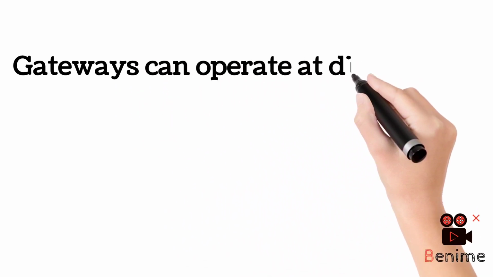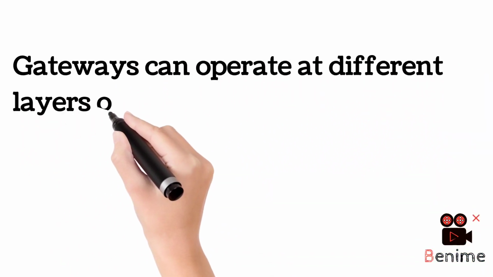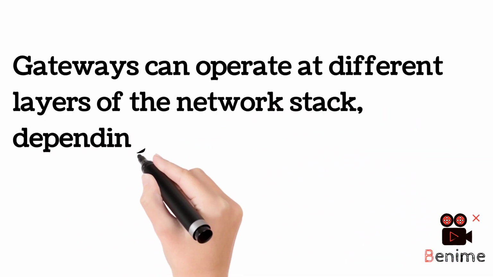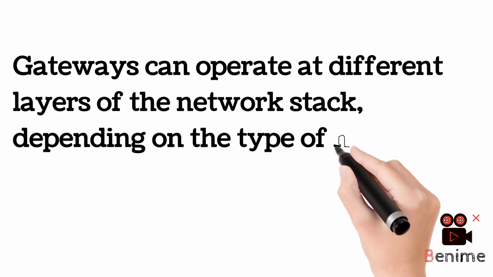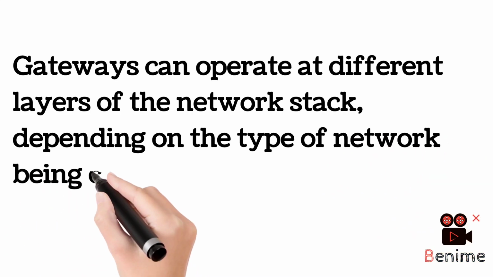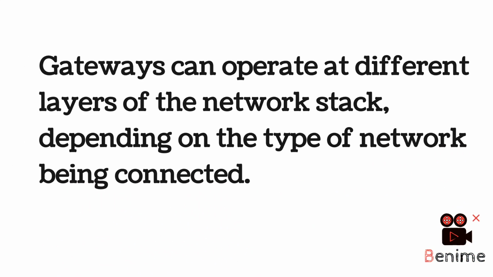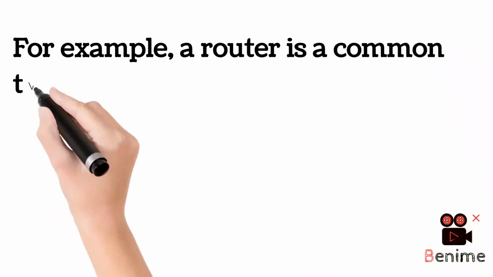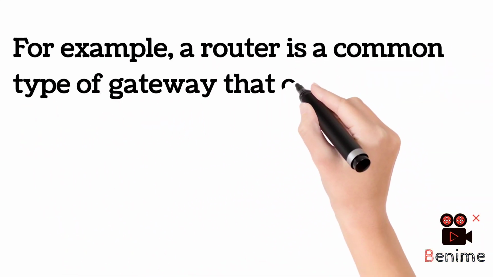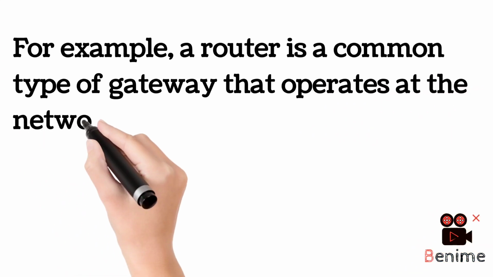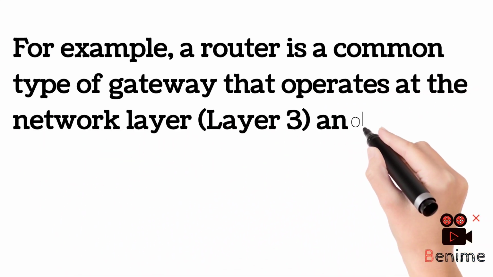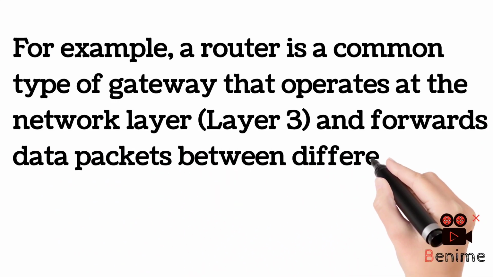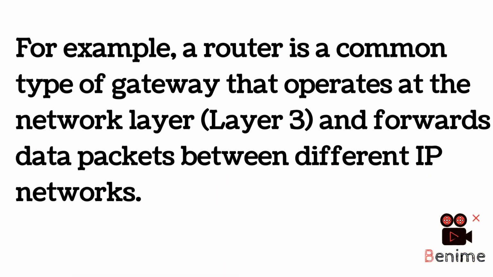Gateways can operate at different layers of the network stack, depending on the type of network being connected. For example, a router is a common type of gateway that operates at the network layer, layer 3, and forwards data packets between different IP networks.